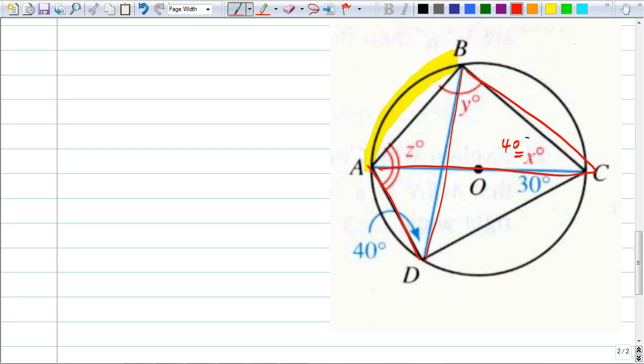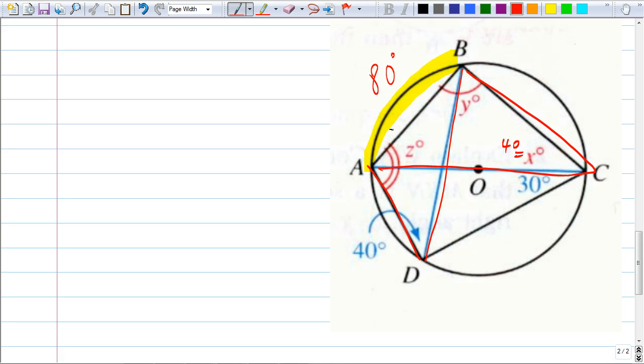What if I ask you for the measurement of this intercepted arc? What is the intercepted arc then? 80. Thank you. It's not 40, it's 80, because if this is 80, this inscribed angle is half of it. Does that make sense? So that one you have to really look at carefully.